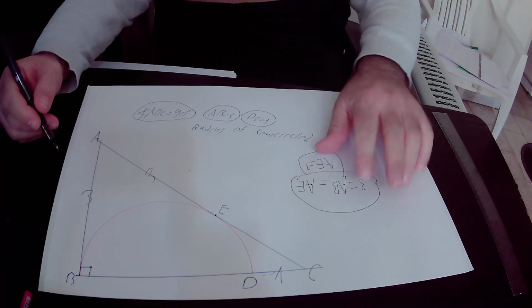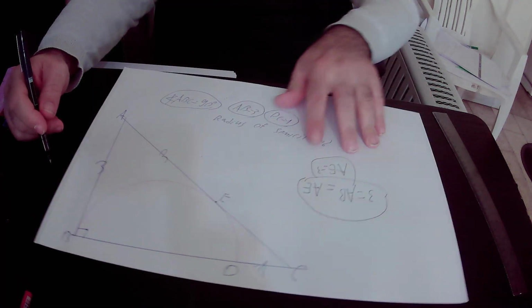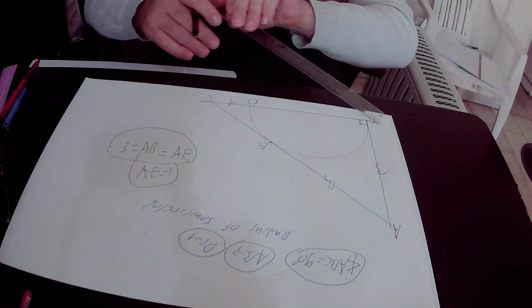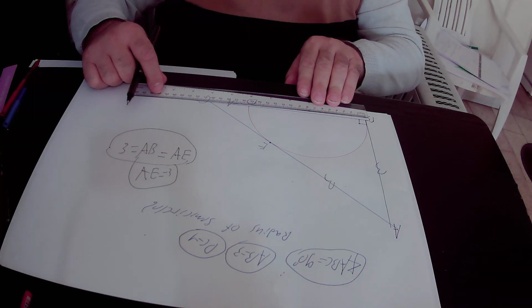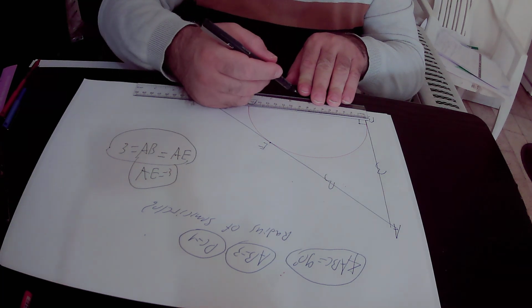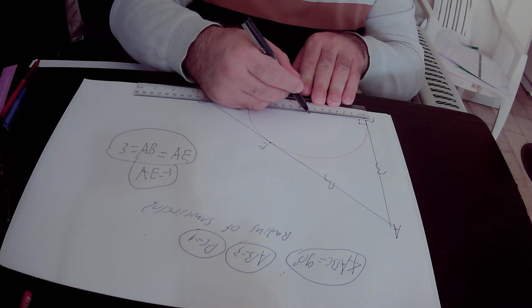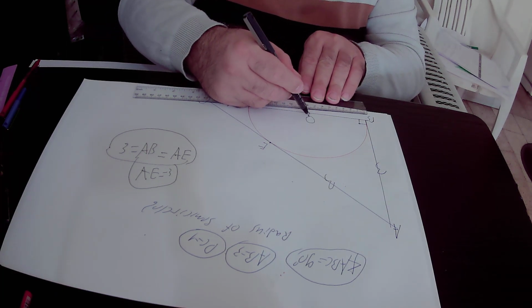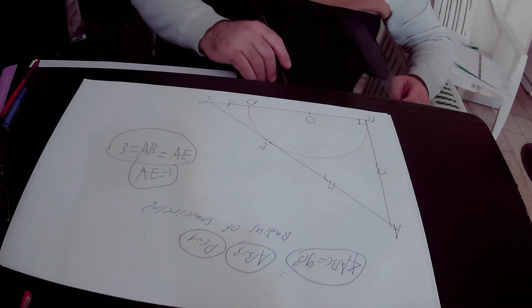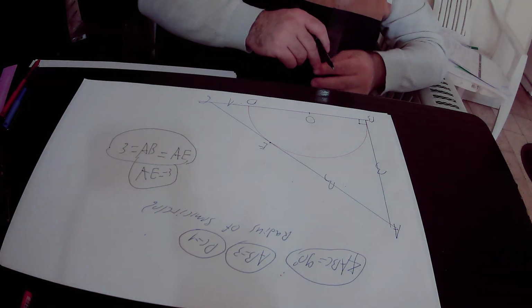Okay, and we will define the center of the semicircle as point O. Again, point O is the center of this red semicircle. Then we will join together points O and E by a straight line.